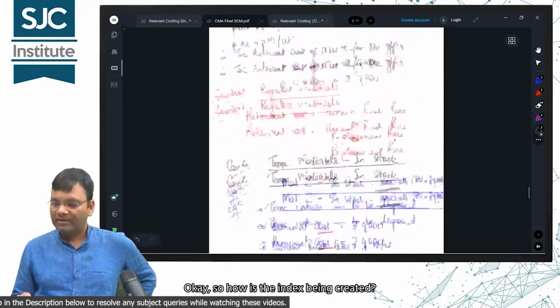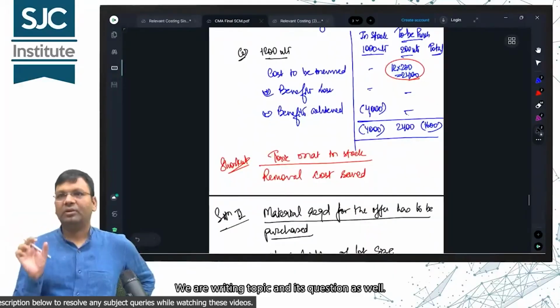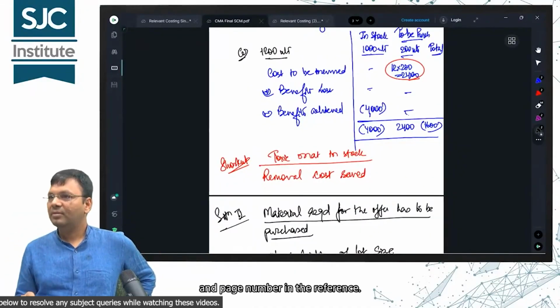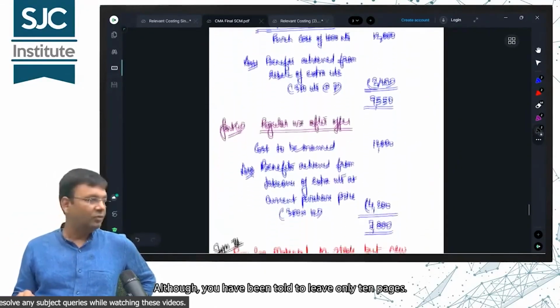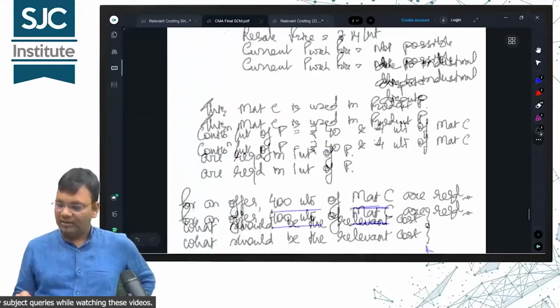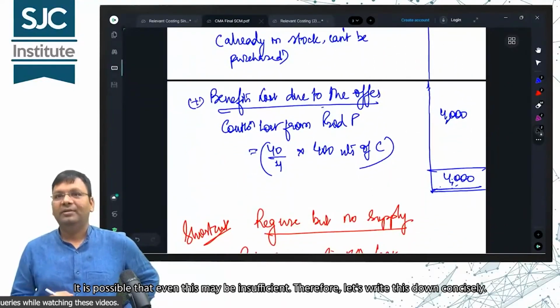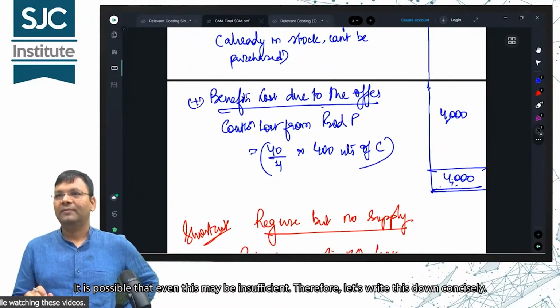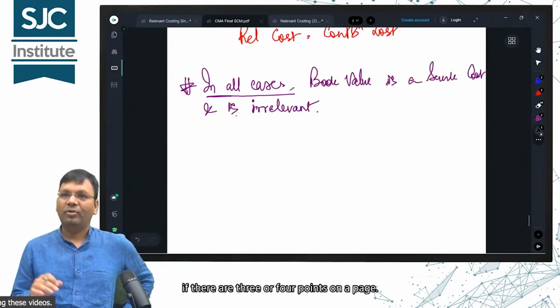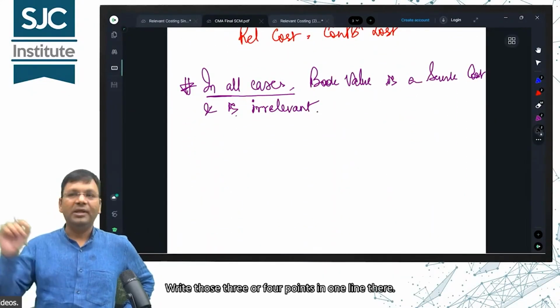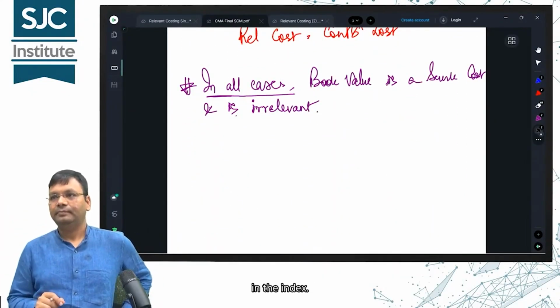Okay, so how is the index being created? We are writing the topic and its question as well, and the page number in the reference. Although you have been told to leave only 10 pages, it is possible that even this may be insufficient. Therefore, let's write this down concisely. If there are 3 or 4 points on a page, write those 3 or 4 points in one line there in the index.